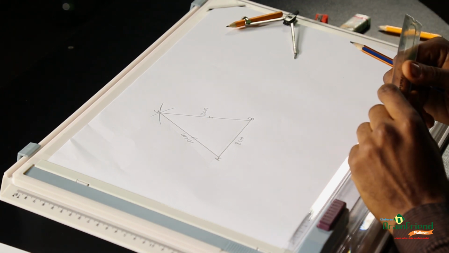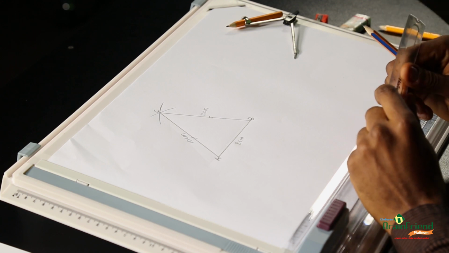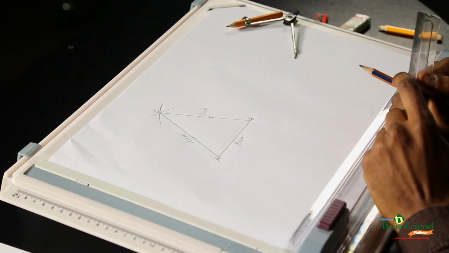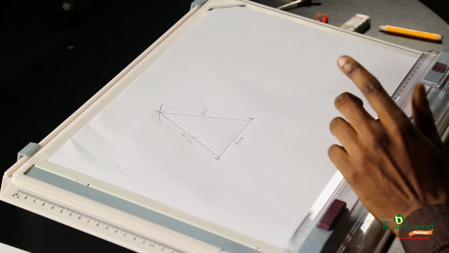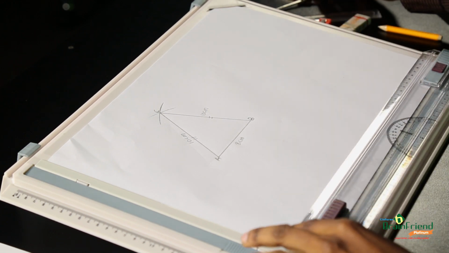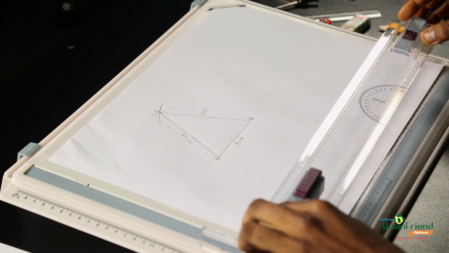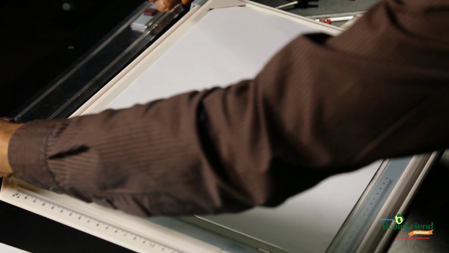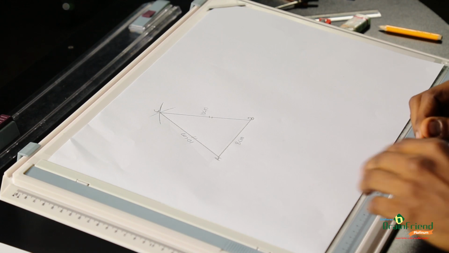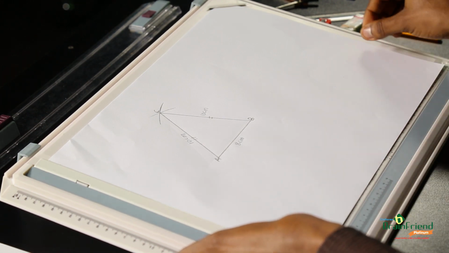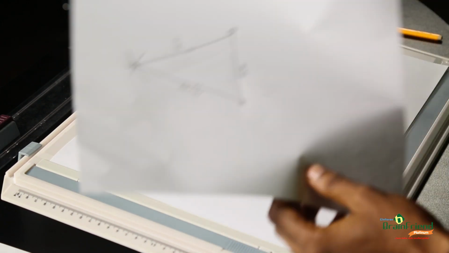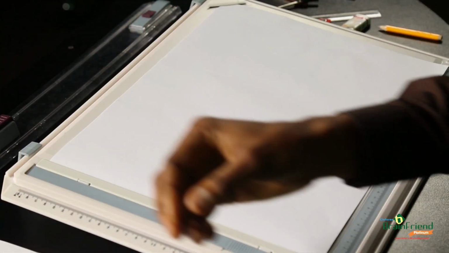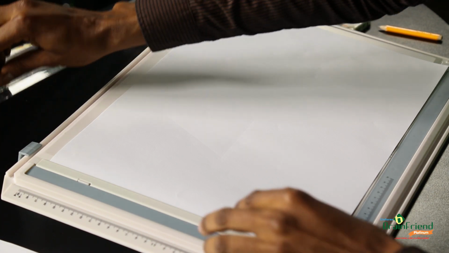Let's move on as we look at the next type of triangle, which is called scalene triangle. The same procedure, carefully move your T-square to a destination of your choice. Press the knob, remove the drawing paper. You can now replace your T-square.